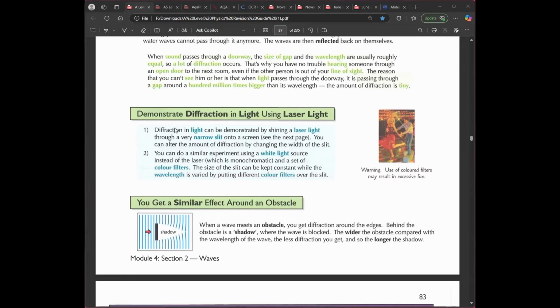If you know the wavelength of the laser light, you need to keep the slit size comparable to the wavelength of the laser light, and you will see that there is some diffraction in that as well. We'll discuss this in detail when we go to double slit experiment as well. So you get a similar effect around an obstacle as well.